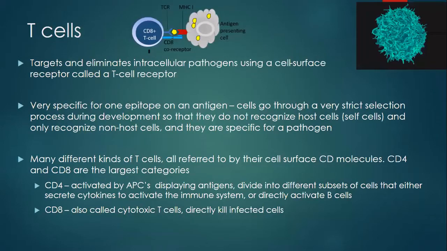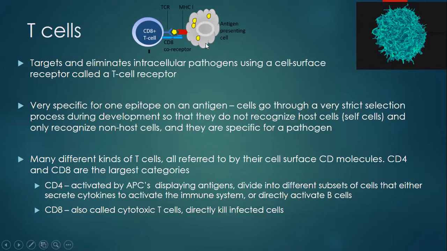So speaking of T cells, they are specific to cells that are infected with pathogen, right? So intracellular pathogens. T cells have a T cell receptor on them that binds to the MHC molecule on either an antigen presenting cell or an infected host cell, okay? That little piece that binds to the MHC is called the T cell receptor. It's very, very specific for one specific epitope on the antigen.